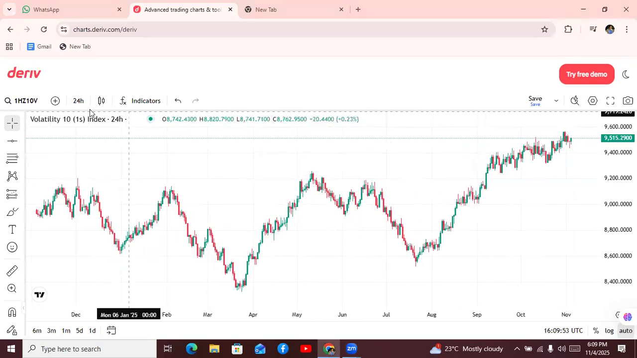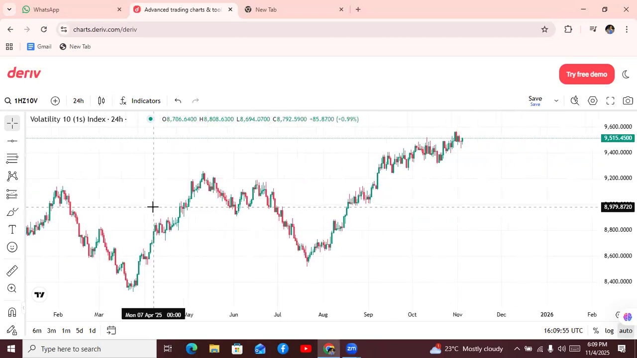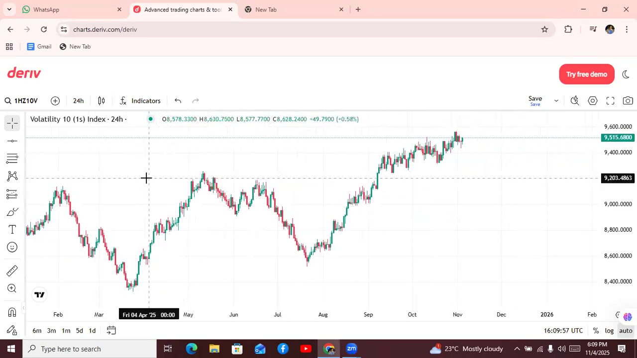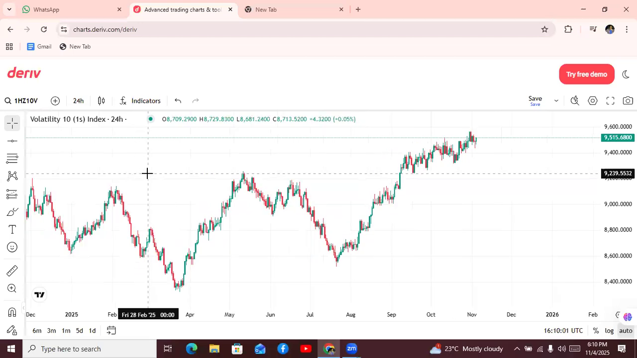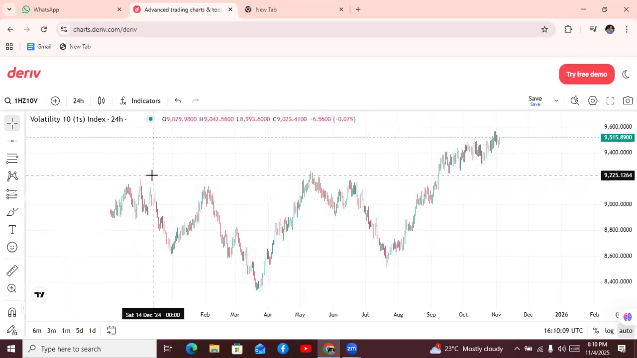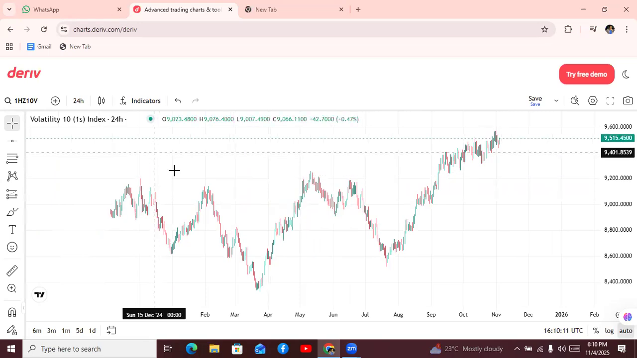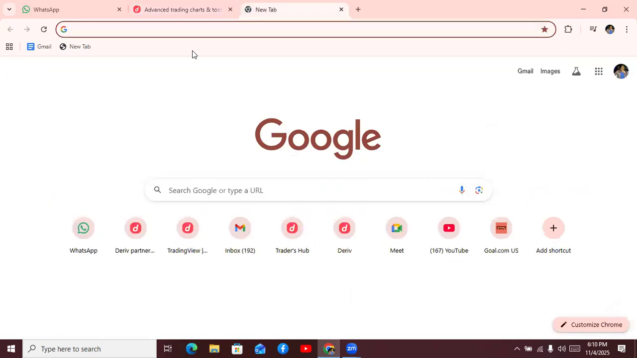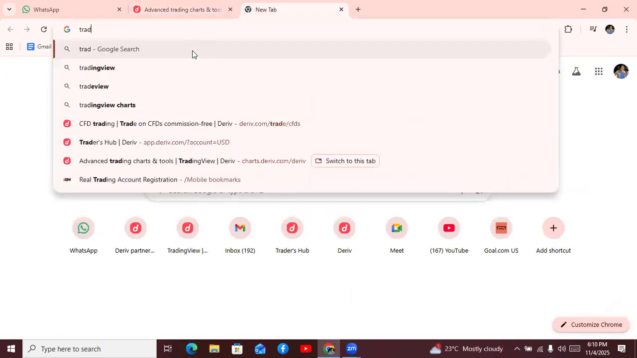This platform is only used for analysis, to analyze the market, to be able to see the direction of the market. It is only used for that purpose, okay? It's not used to trade, it is only used for analysis. So we call it TradingView. One can get it by typing TradingView.